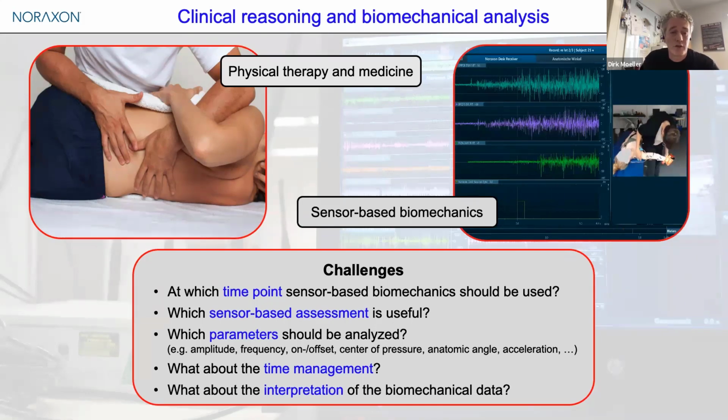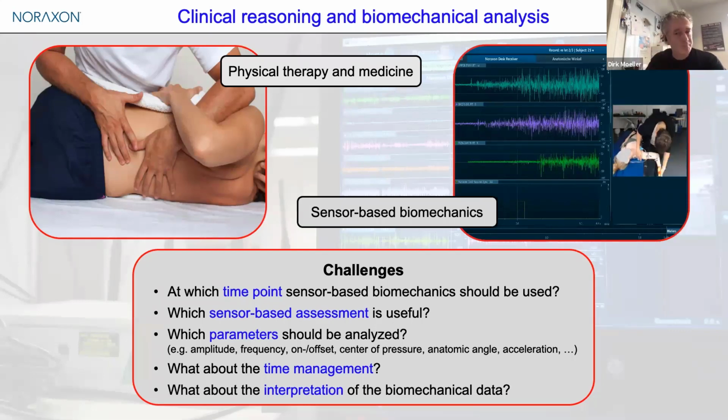And what about the interpretation of the biomechanical data? It's also a key point. Are the biomechanical results, the biomechanical data, in the center of the whole process, or is it just a tool to support the process? So is it about how I interpret the data to support my hypothesis, or do I have the biomechanical data and put the results of the normal clinical reasoning process into the biomechanical data? So it's another interesting question we have to think about.